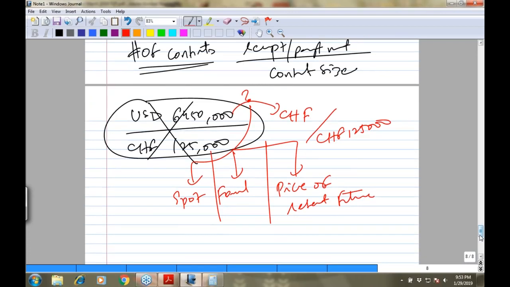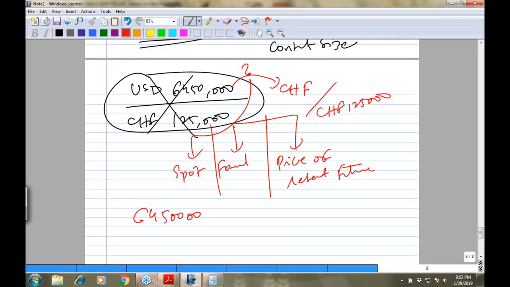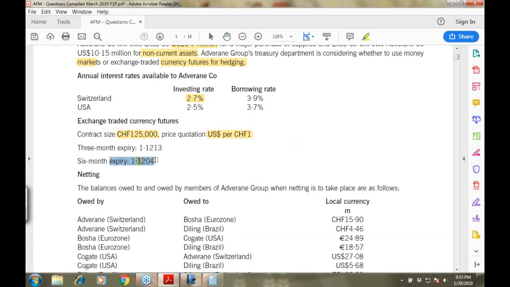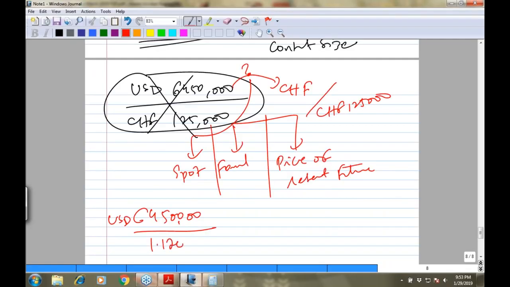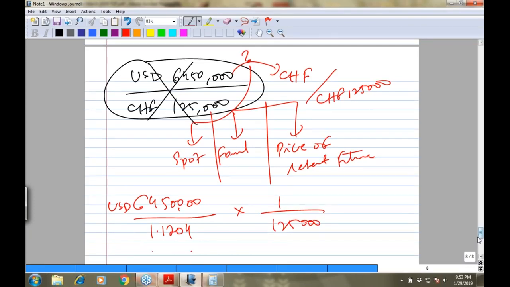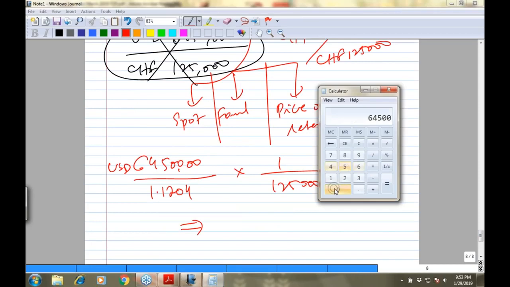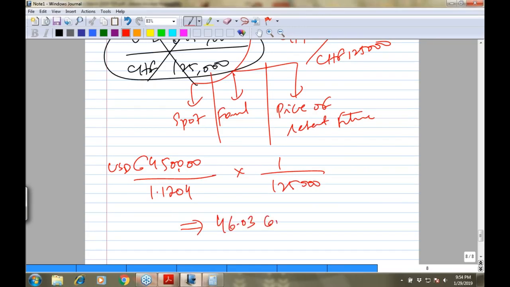So what I'm actually going to do in this situation is I'm going to say 6.45 million, and divide this by the rate for the 6-month currency future. The rate that I'm being given is 1.1204. So I'm going to use this 1.1204. That means this is going to convert into CHF, and then I'm going to divide it by CHF 125,000. Resultingly, the number of contracts that we get is 46 point something. Okay, it's actually going to be 46.03 contracts.